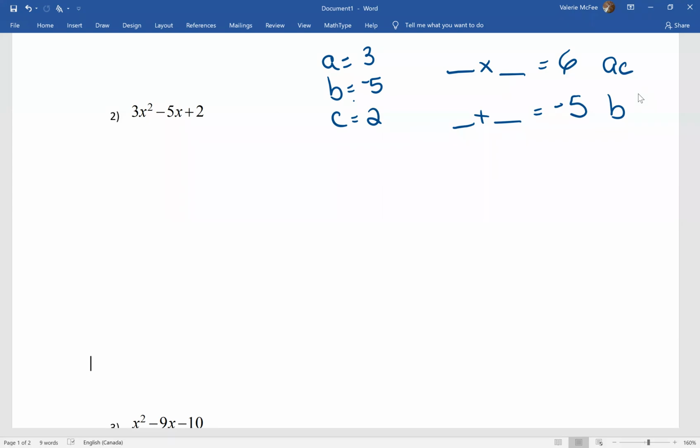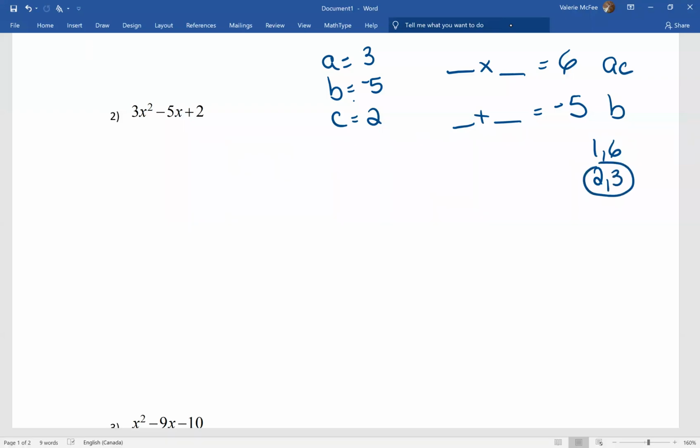Now, lots of times people put in 1 times 6, and then they find out, well, 6 would need to be negative here, but if I put a negative here, it doesn't work. 1 times -6 does not equal +6. So I can't use those numbers. So you might have to list the factors of 6.